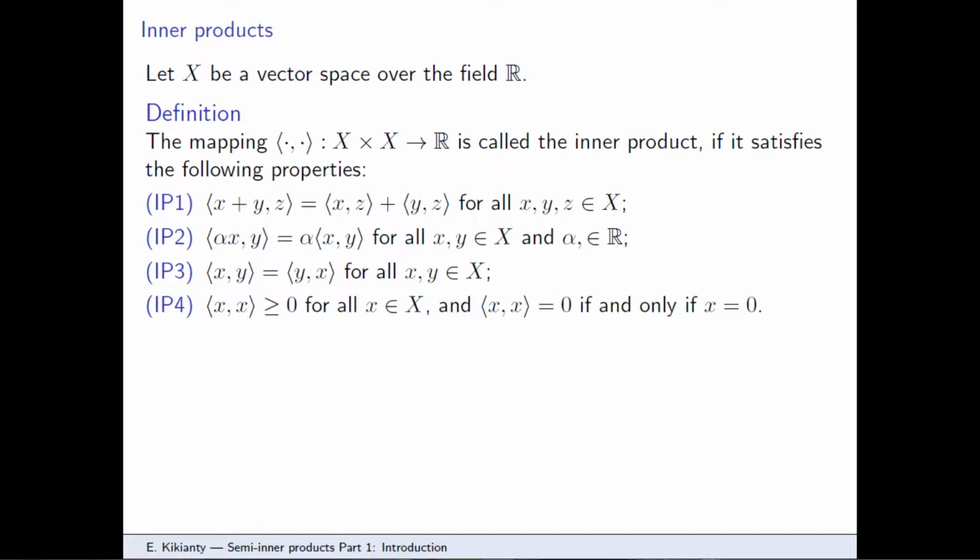We all know this. Property 2 is homogeneity, right? So if I multiply by alpha, I can take the alpha out, essentially. Number 3 is symmetry. And number 4 is positive definiteness. So if you take the inner product of X with itself, it's always non-negative. It's 0 if and only if X is 0. Right. Okay.